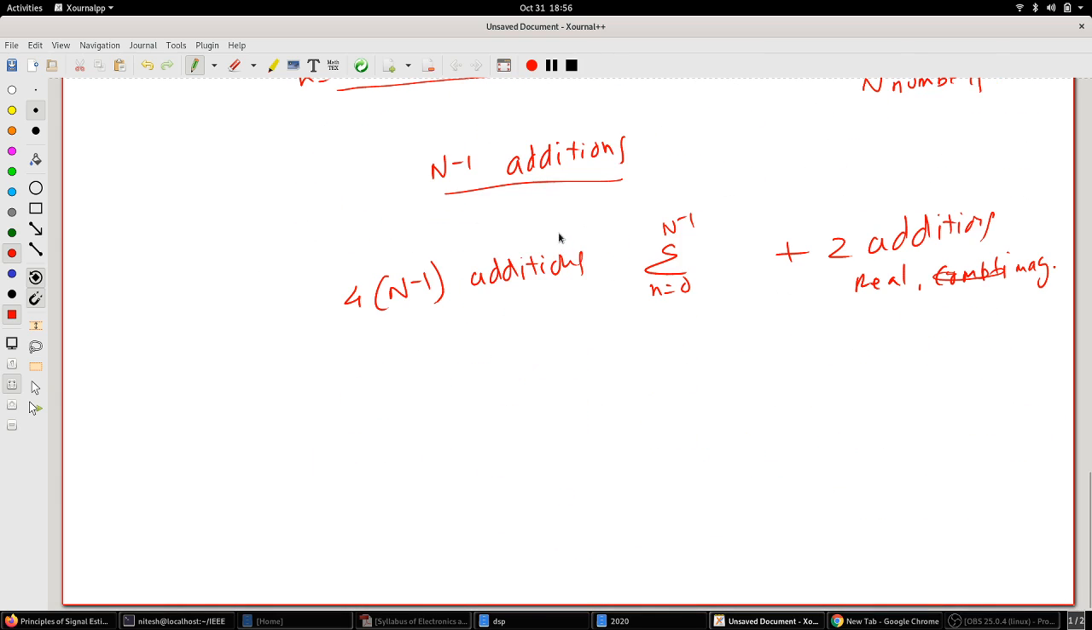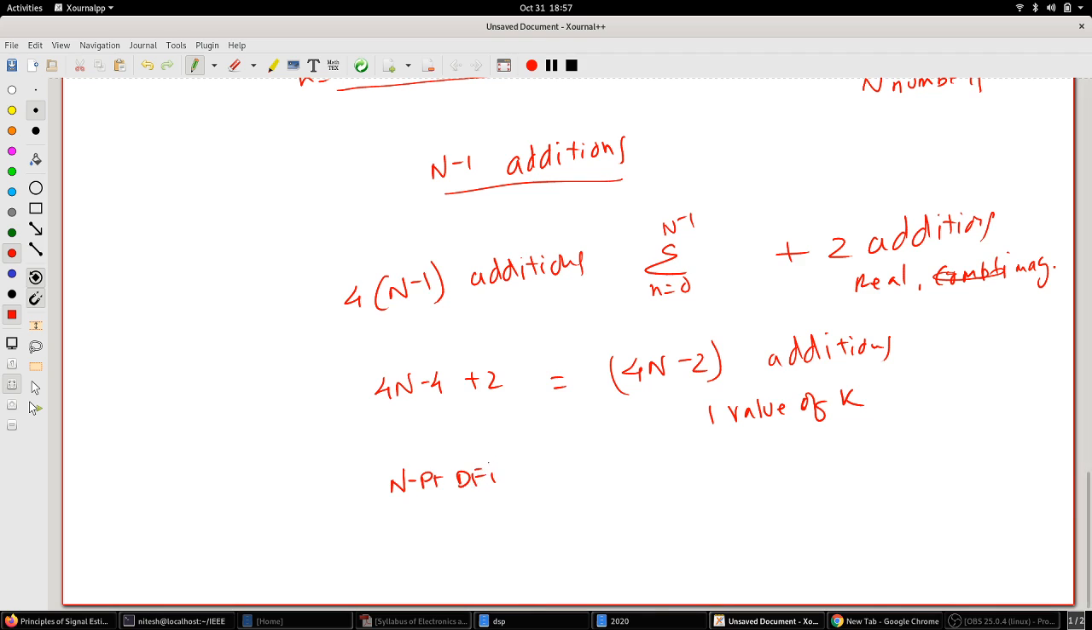Okay, so if you add these two, I will have 4n minus 4 plus 2, so that makes it 4n minus 2 additions to calculate one value of k. So in the same way there are n values of k, right. When I am calculating n point DFT, I have to calculate n values. So the total will be n into 4n minus 2 additions involved to calculate your n point DFT.